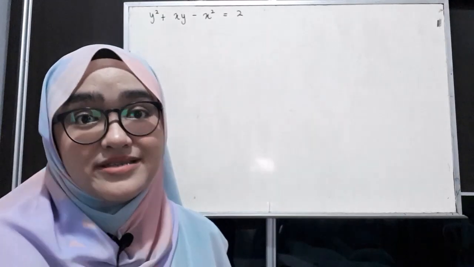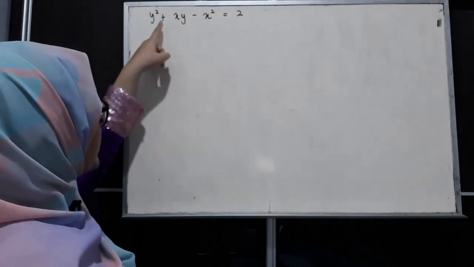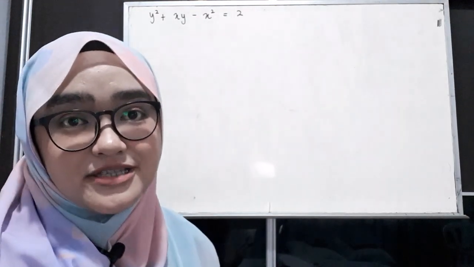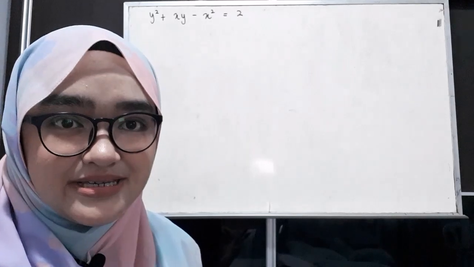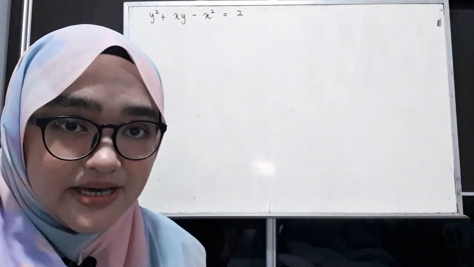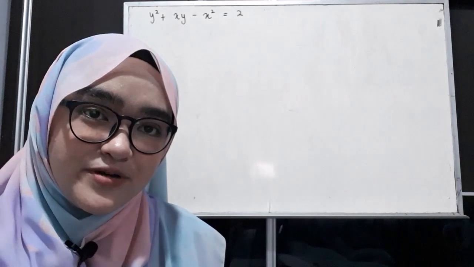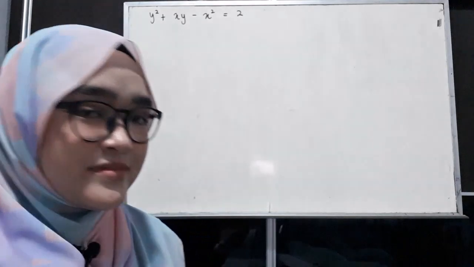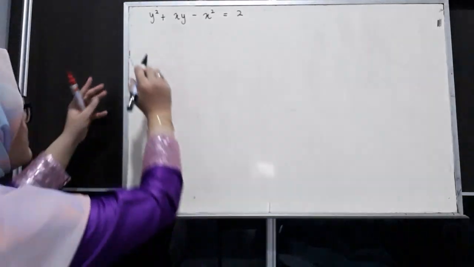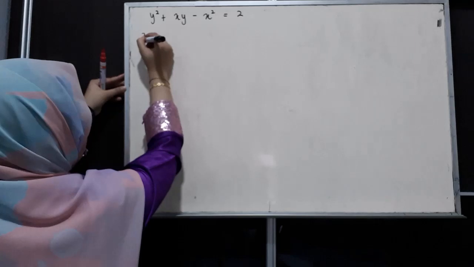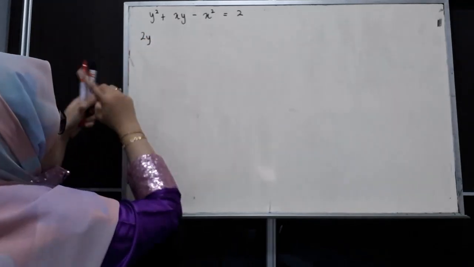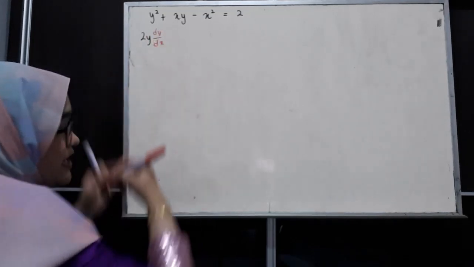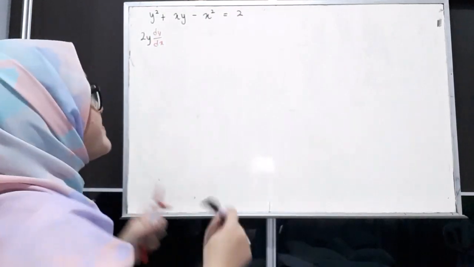Implicit differentiation. Here we are given y squared plus xy minus x squared equal 2. Step number 1, we will differentiate each term accordingly. But each time we differentiate variable y, we must add dy over dx or y prime. Okay, let's start with the first term. Differentiate y squared is 2y. And because this is y, we must add dy over dx or y prime.